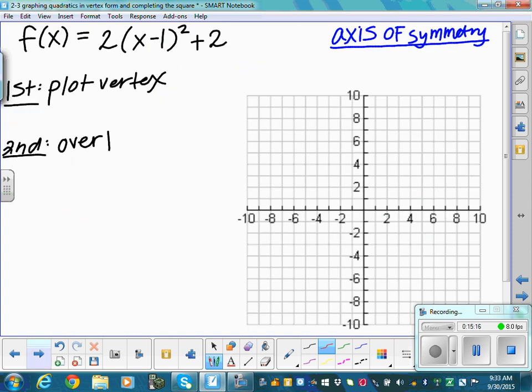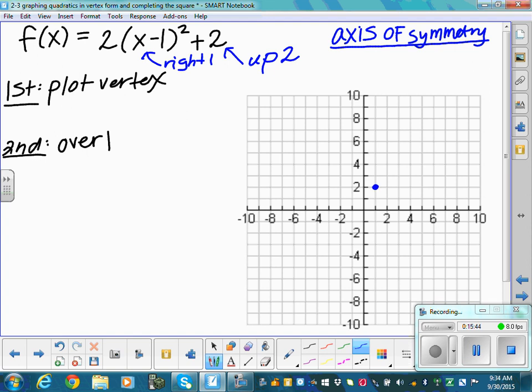All right, so given this one, f of x is equal to 2 times x minus 1 squared plus 2. The first thing we have to do is determine our shift left and right and determine our shift up and down. What's my shift left and right? Right 1, and then we're going up 2. The sign stays the same with what's added on the outside of the parentheses. Is everybody okay with that? Okay, so I'm going to go right 1 and up 2.